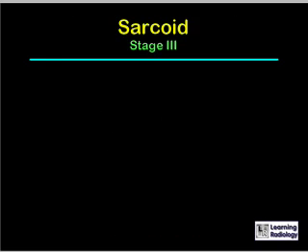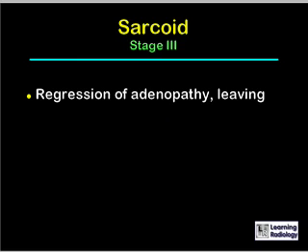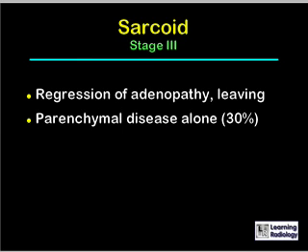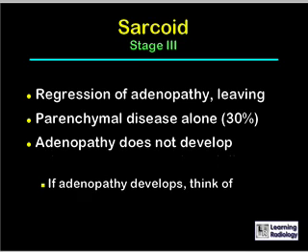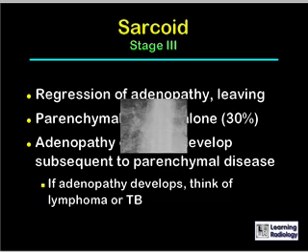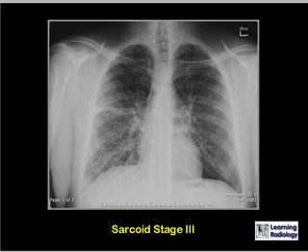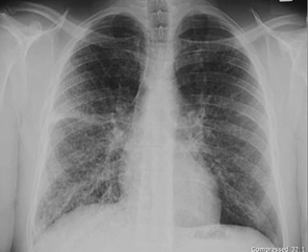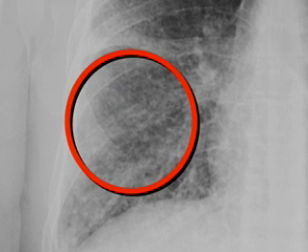Stage 3 sarcoid represents the regression of the adenopathy, leaving only the parenchymal lung disease. Generally speaking, adenopathy does not develop subsequent to parenchymal lung disease, and if adenopathy does develop, at that point you should think of either lymphoma or tuberculosis. This is a frontal radiograph of a patient with stage 3 sarcoid. There is no hilar adenopathy visible, but there is reticular nodular interstitial disease.